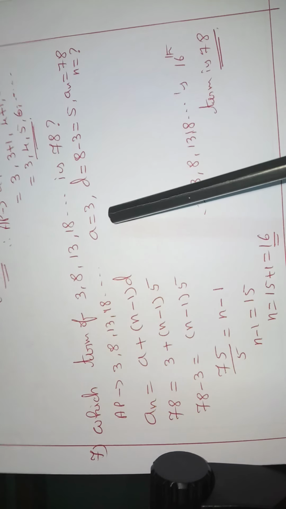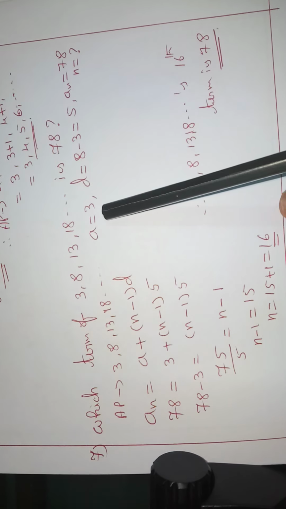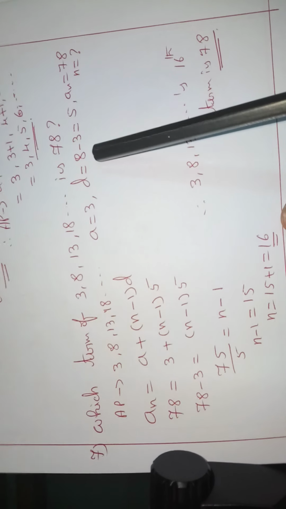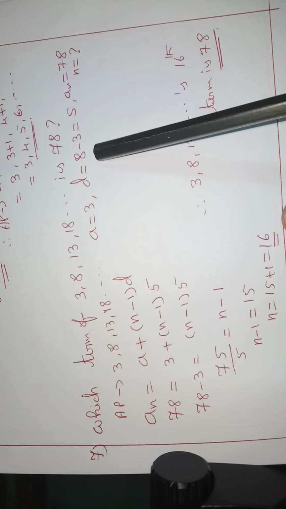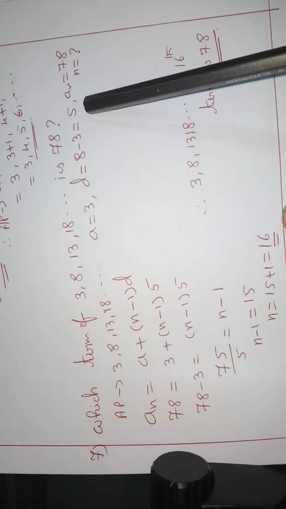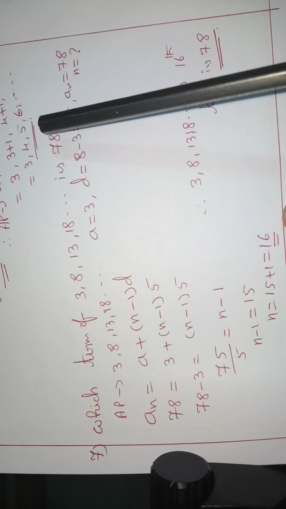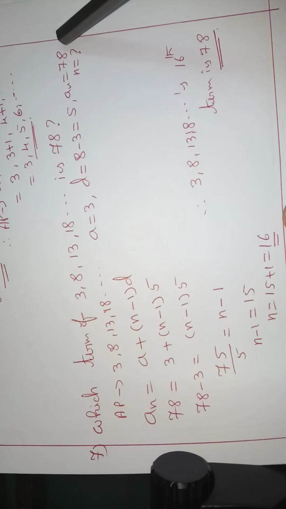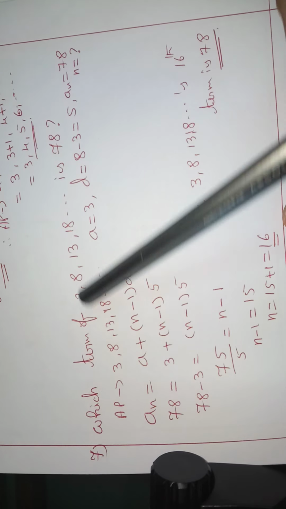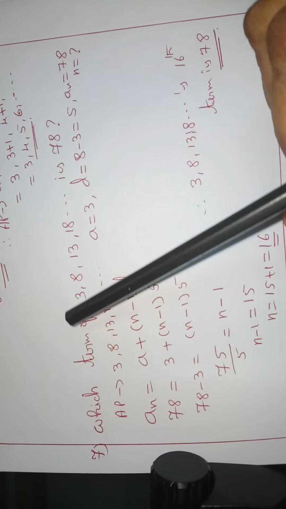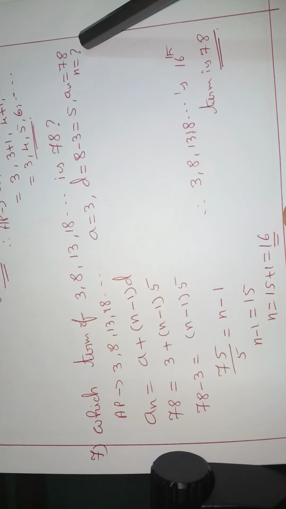3, 8, 13, 18 and so on. Now let us write what is given. A value how much? 3. D value, 8 minus 3, 5. 78 is a term, not n. Therefore AN is 78. What we have to find? Which term, how many terms, are the same meaning. N is equal to how much?